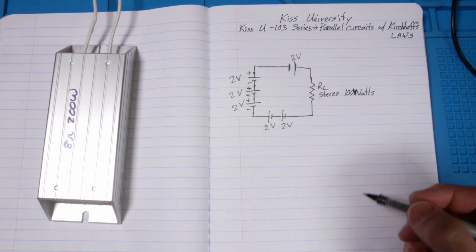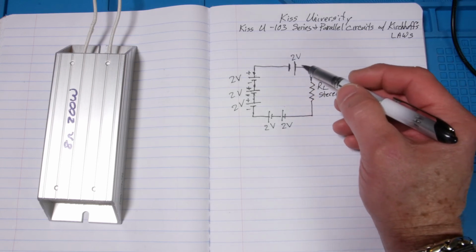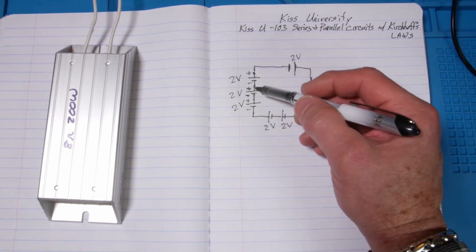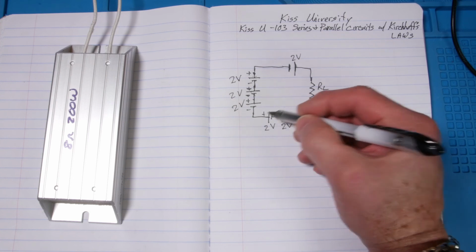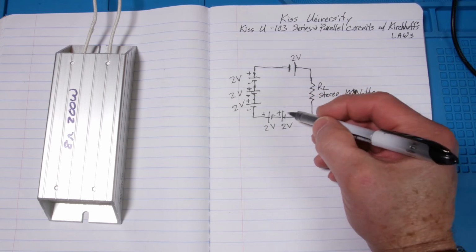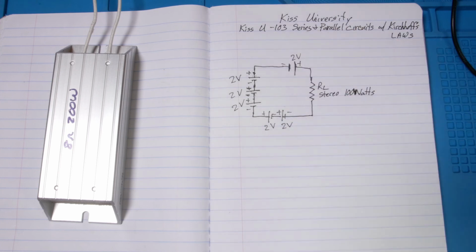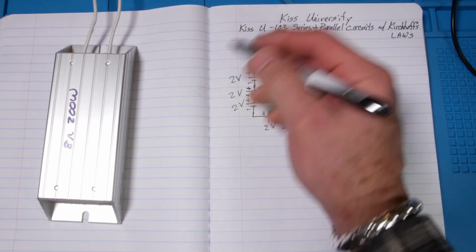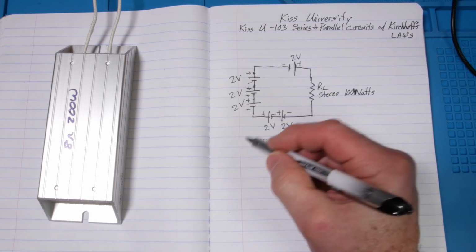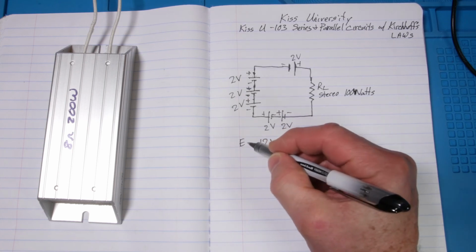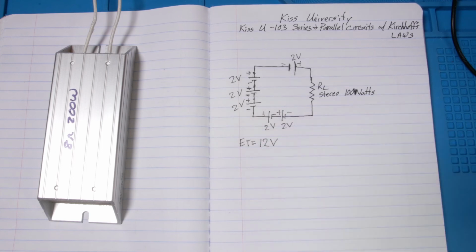Sorry, it looks terrible. Anyway, as you go around this circuit, you're going to go plus to minus, plus to minus, plus to minus. So they all add up, right? They're all in the same direction, so they all add up. So this circuit has 12 volts. So we can say ET, total voltage, is 12 volts.